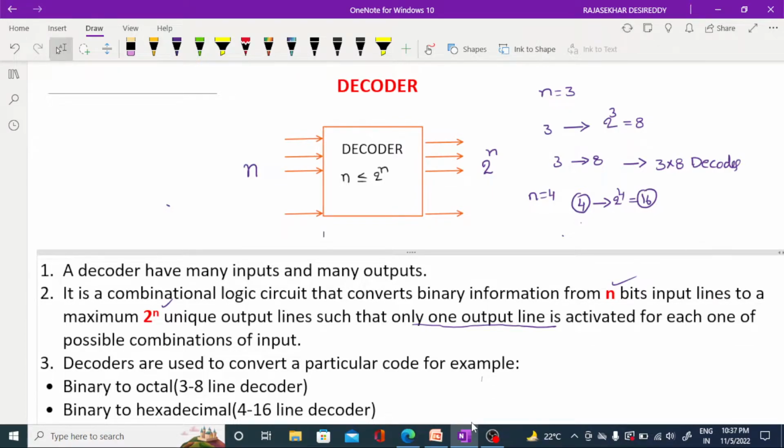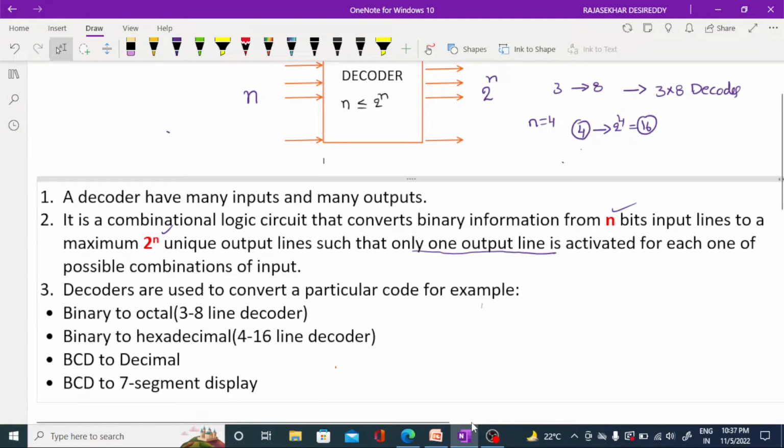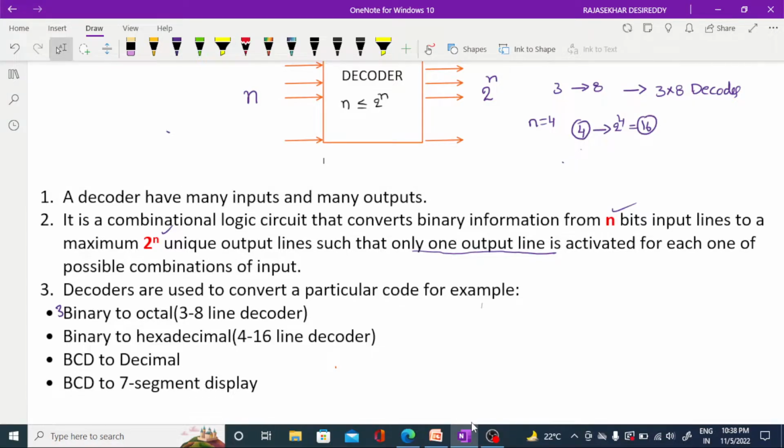Now let us see some examples, like binary to octal decoder and binary to hexadecimal decoder. Here we are considering 3 bit inputs, and here 4 bit inputs. The next is BCD to decimal. BCD means binary coded decimal. It is actually 4 bits, which we already discussed. So BCD contains 4 bits, and decimal means 10. So it is a 4 to 10 line decoder.